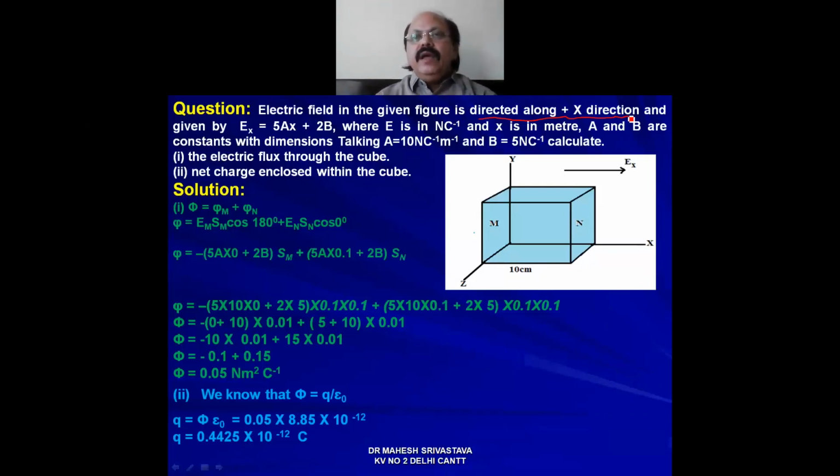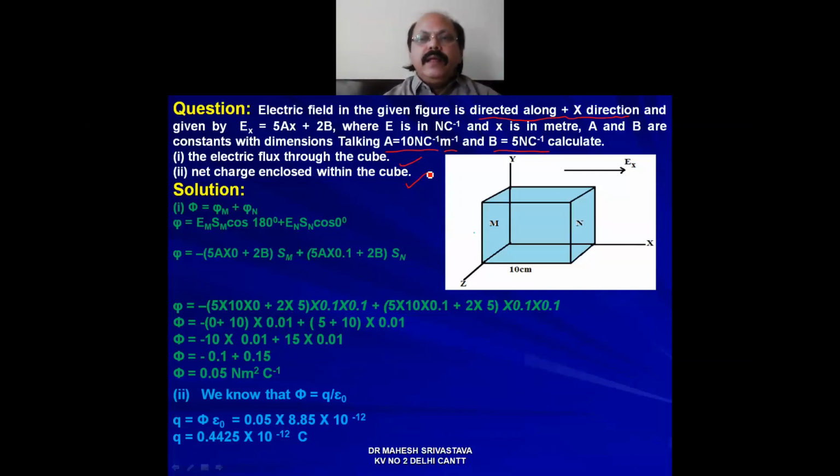Now A and B are constants with dimensions, taking capital A equal to 10 Newton per Coulomb meter inverse and B equal to 5 Newton per Coulomb. Then calculate the electric flux through the cube and the net charge enclosed within the cube. Very important question. This question was asked in the CBSE exam also. Now you understand the concept.